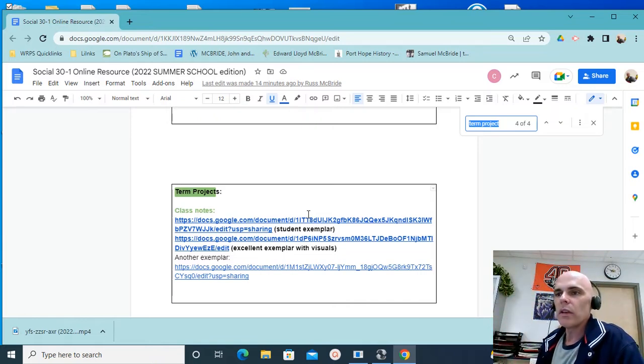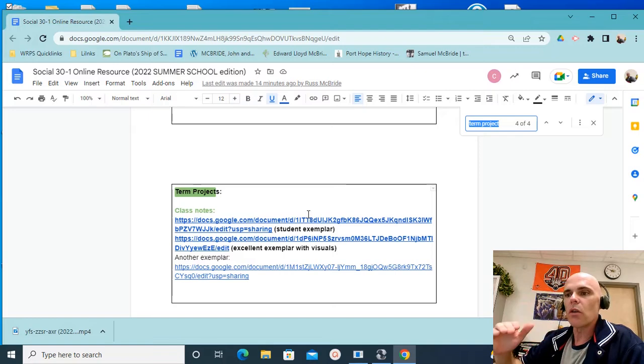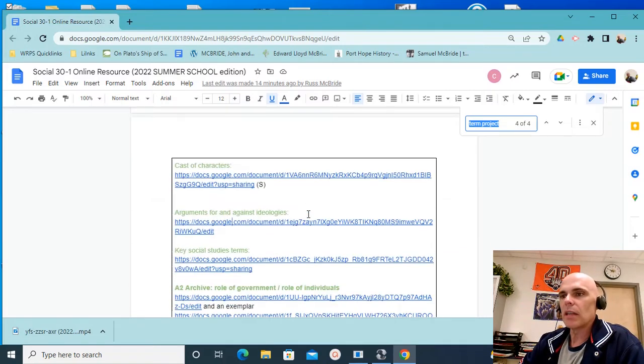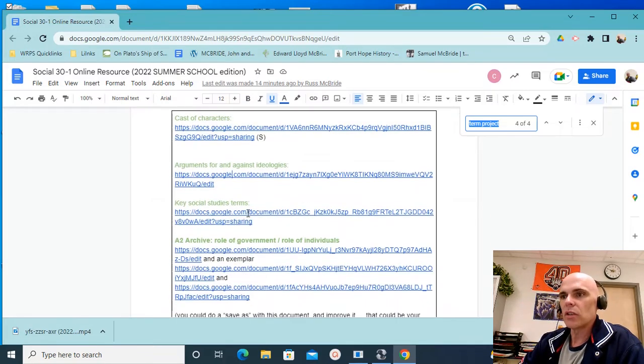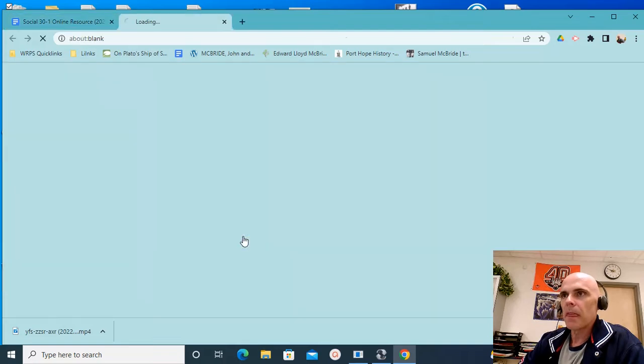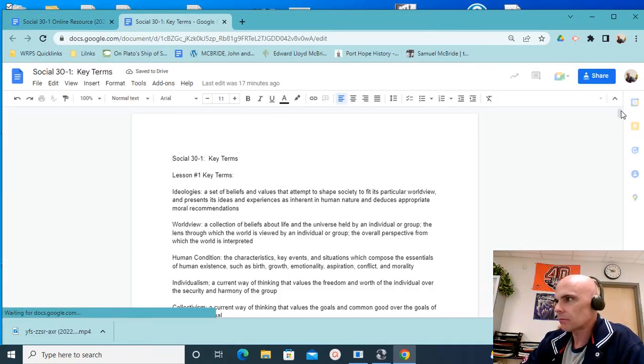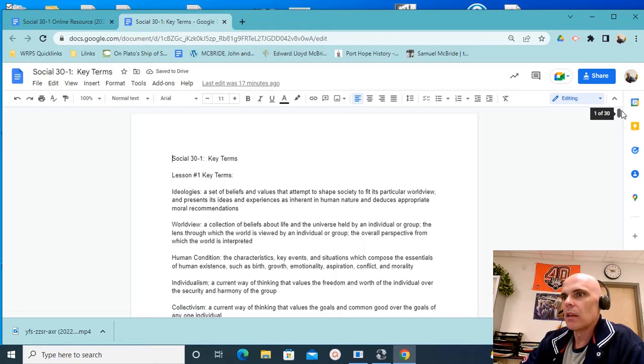So one thing that you should take note of, one project if you will, to do throughout the term is to have an inventory of key terms. And you can see some exemplars of key terms here. So key social studies terms. And within this document, I have more than one previous student's attempt at wrestling with them.